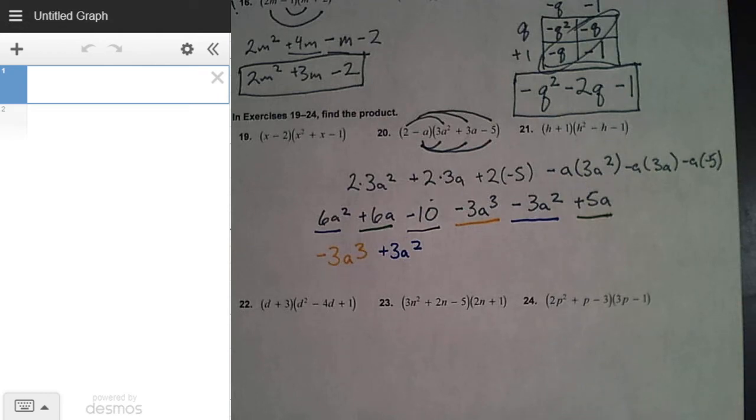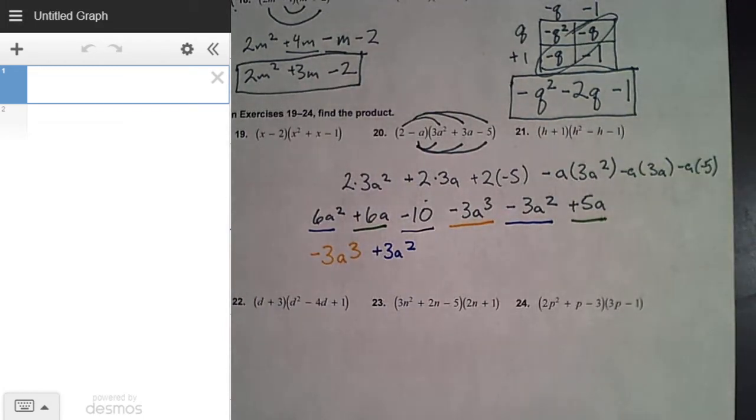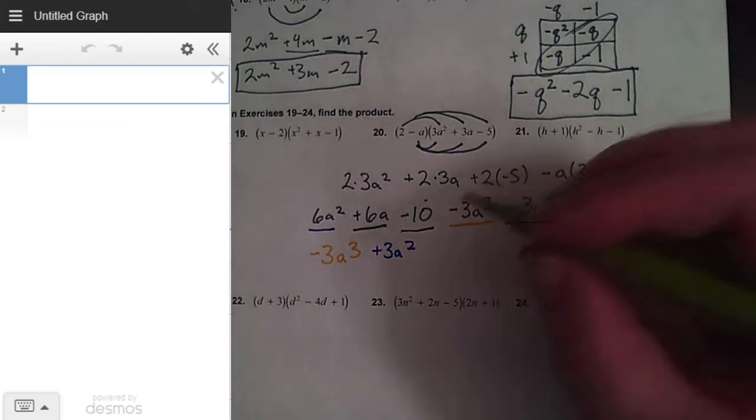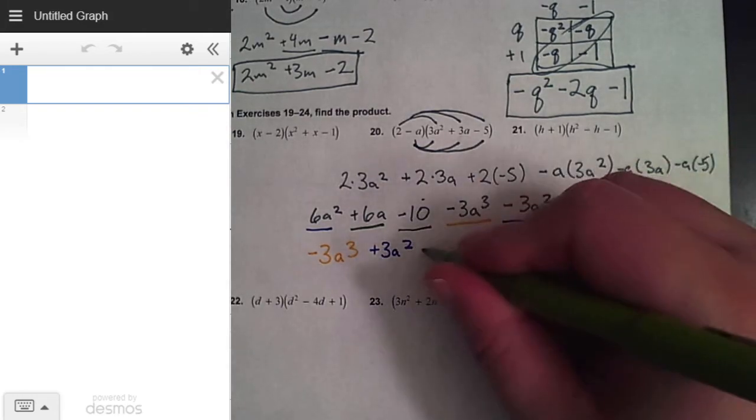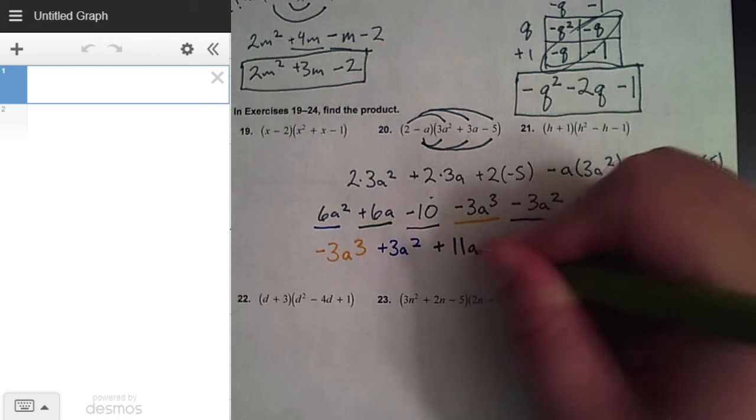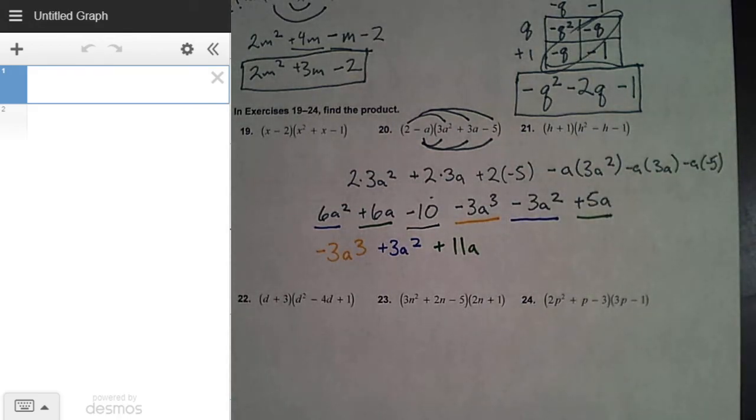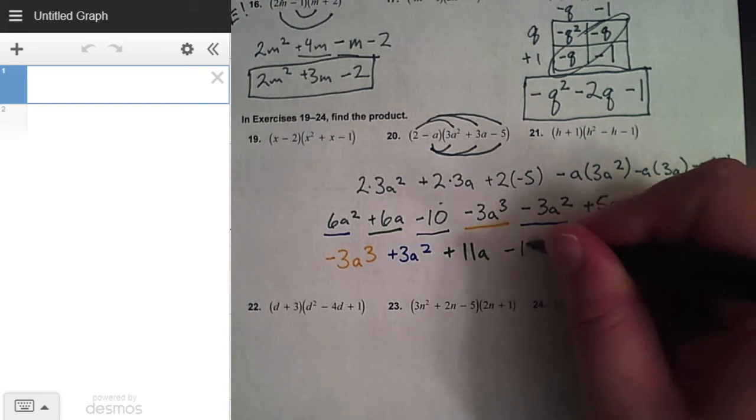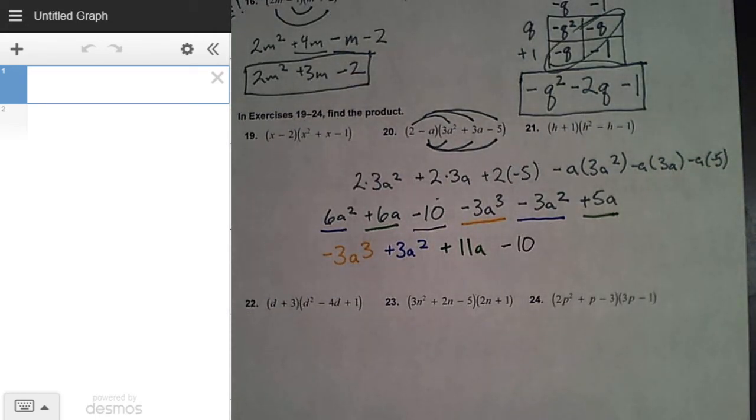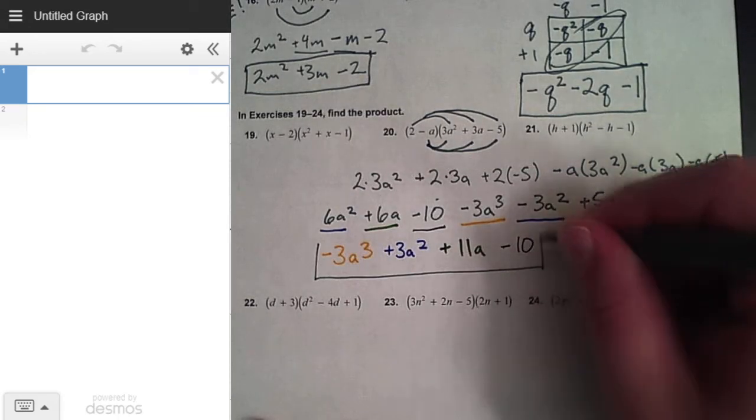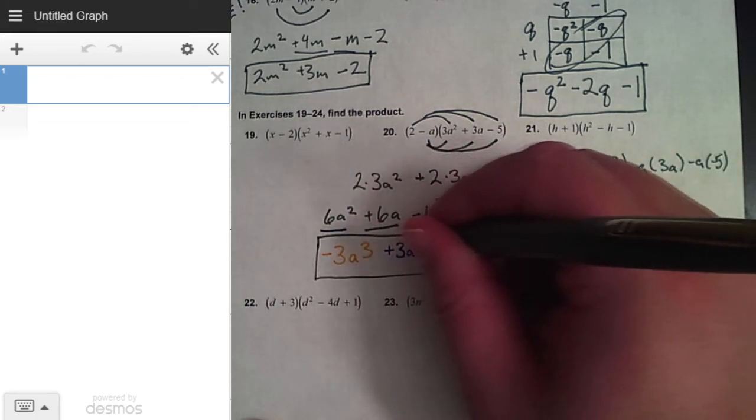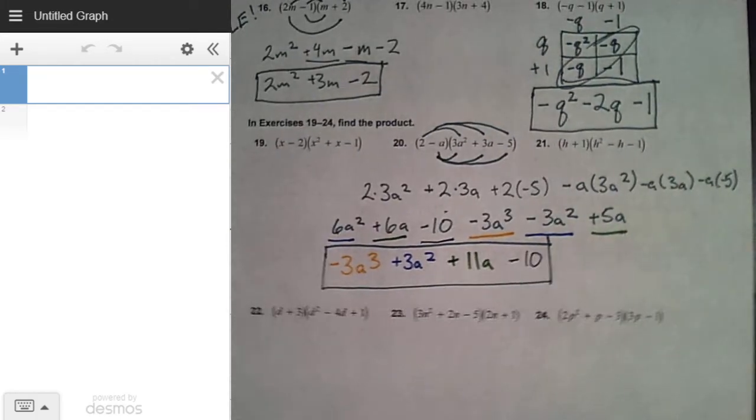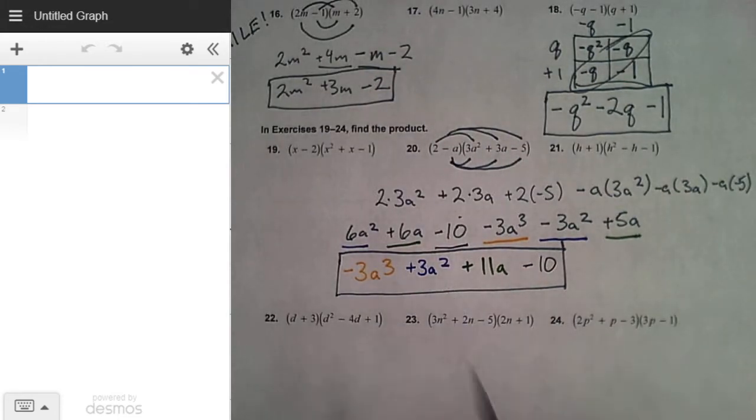And then next, we're looking for our a's. So we have 6a plus 5a, so that's plus 11a. And our last there is just that minus 10. So we can go ahead and box that answer. And there we are. Negative 3a cubed plus 3a squared plus 11a minus 10.